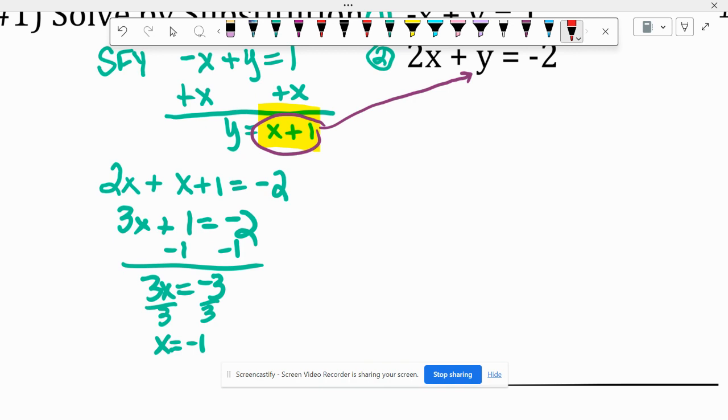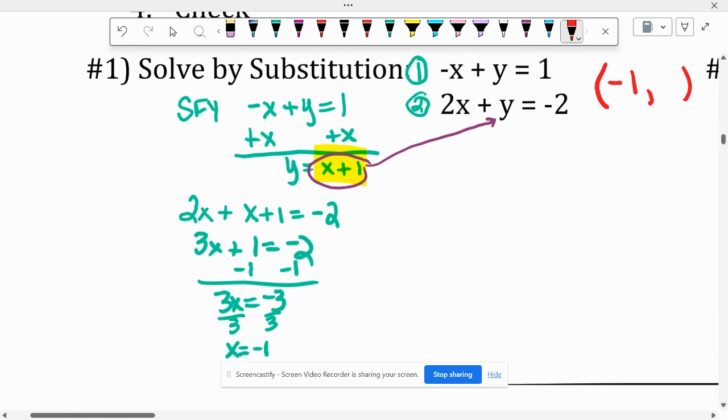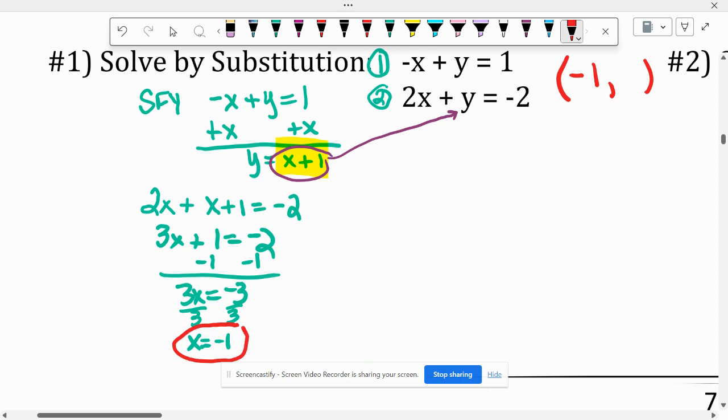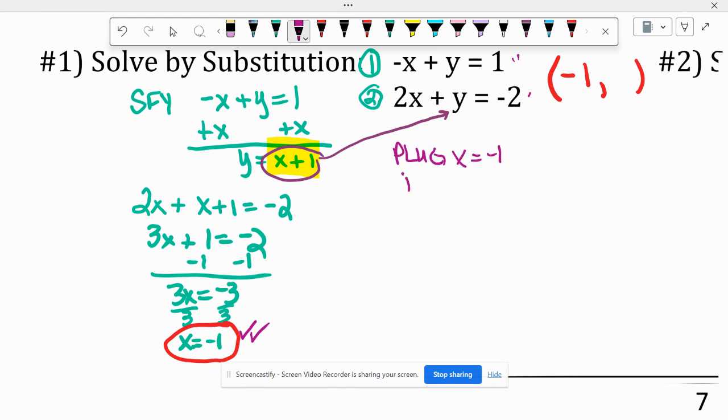Remember that my solution is an ordered pair. So I know that the x value is negative 1, but I still need to find the y value. How am I going to do that? Well, you take what you got for your x coordinate and you plug it into either equation. So we're going to plug x equals negative 1 into equation number what? Do you want to put it in equation number 1 or equation number 2?